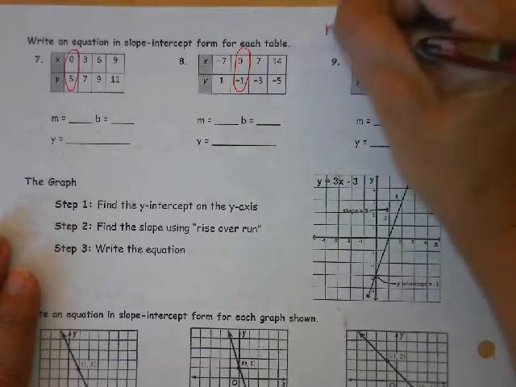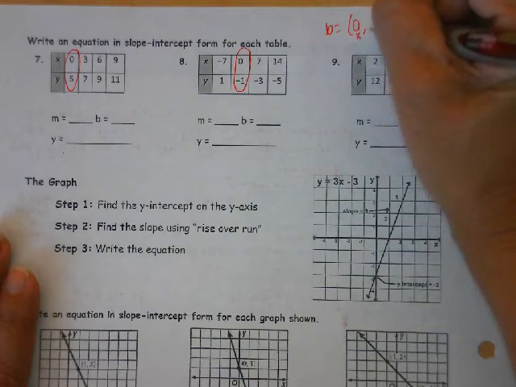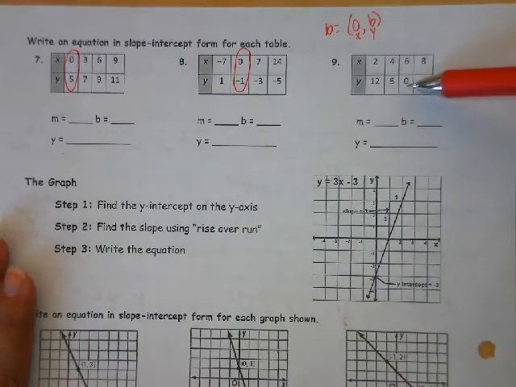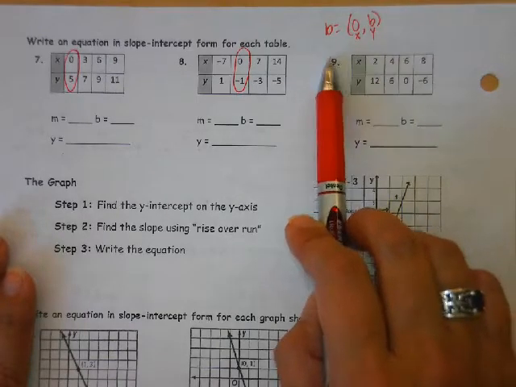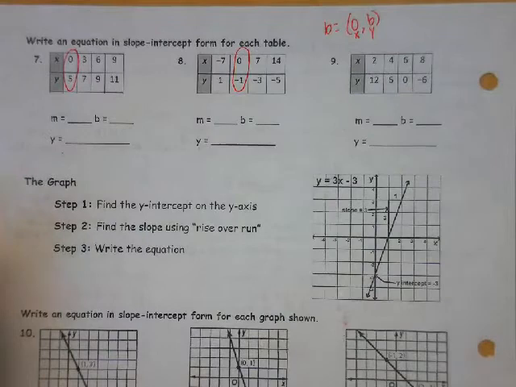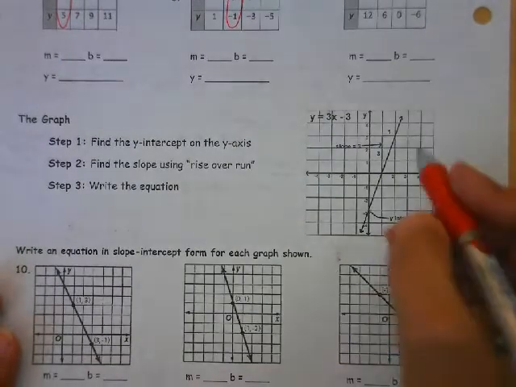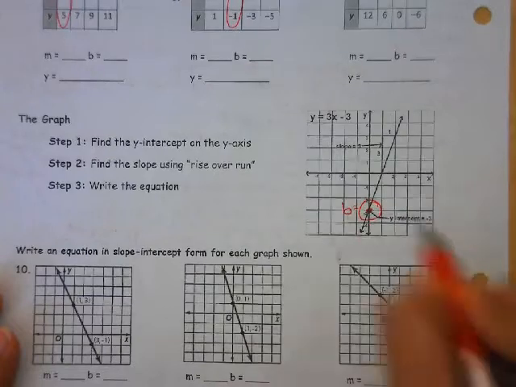Remember, your b value is going to be where your x is 0, and then you have a number for y. This has y is 0. So you're going to need to follow the pattern, like the example we just did, and go back to 0 to find that. On this graph, find the y-intercept on the y-axis, which would be way down here. So this is going to be your b value.